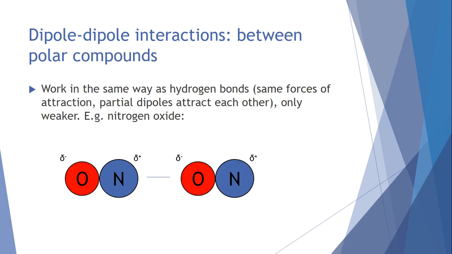Okay, let's switch gears and talk about dipole-dipole interactions. Well, they work in the same way as hydrogen bonds. We have partial charges that are attracted to each other. But these interactions are weaker because we're going to have shielded off partial charges. But let's look at the nitrogen oxide here. It's actually nitrogen monoxide, to be fair. So this nitrogen here has a positive partial charge and is therefore attracted to the oxygen's negative partial charge, and so on. So they can interact with each other fairly well, but not as well as compounds with hydrogen bonding.